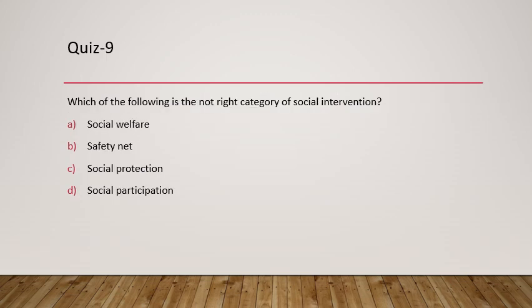The next question is: which of the following is not the right category of social intervention? So social intervention can be done in various forms. We all know that. Okay. So obviously social participation is not a form of social intervention. It is social welfare, social net, social safety net, and social protection.